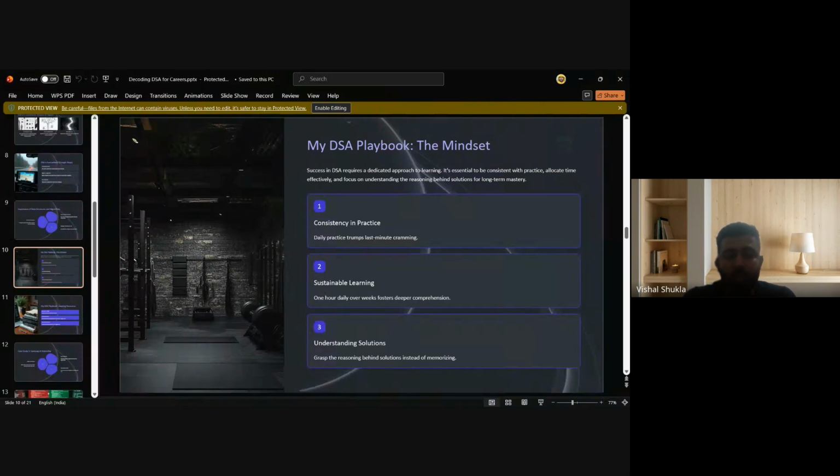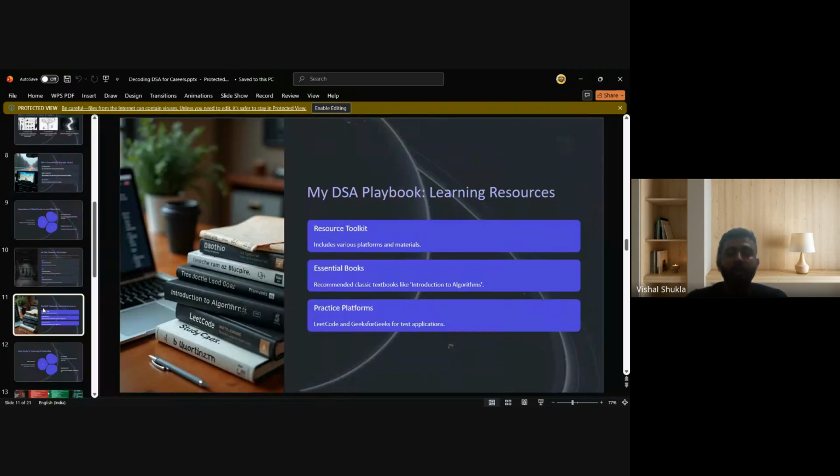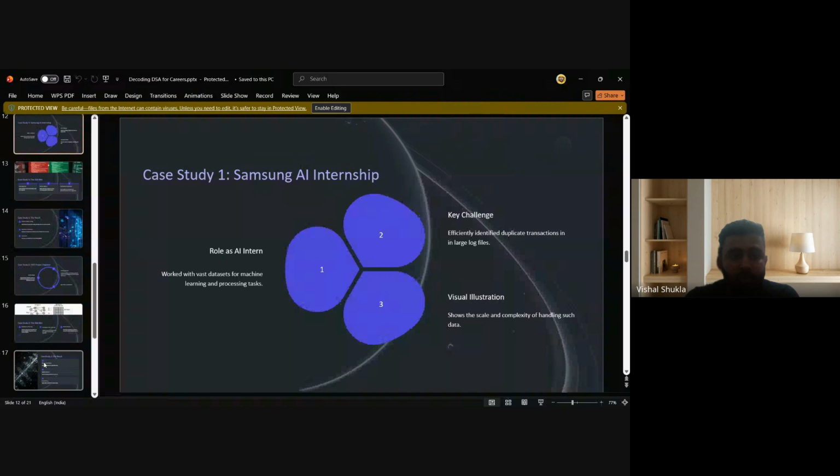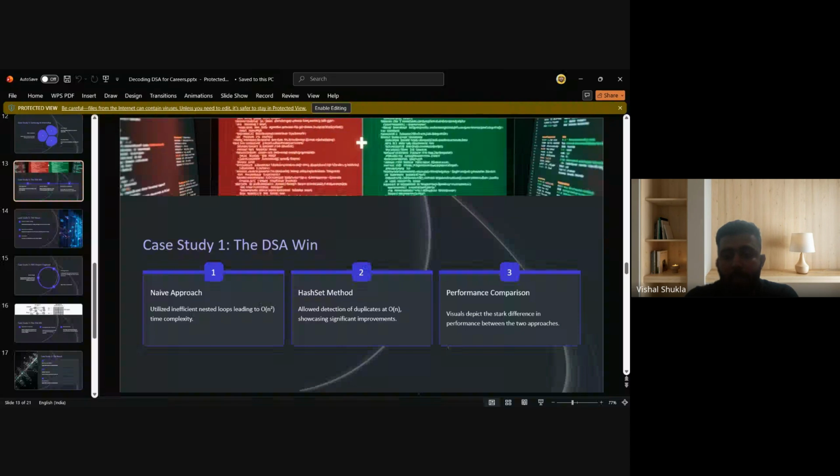Okay, I'll just move on to the next thing. DSA is a playbook. Whatever learning resources you use, you should have a playbook-like resource toolkit: essential books and practice platforms. For practice platforms you can go for LeetCode, GeeksforGeeks, HackerRank, CodeChef, Codeforces, and so on. Recommended classic textbooks include Introduction to Algorithms. I'm also writing a book that may come here soon.